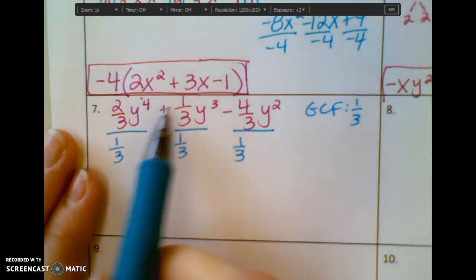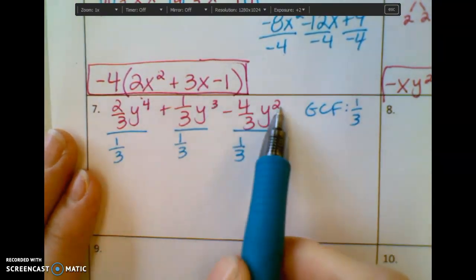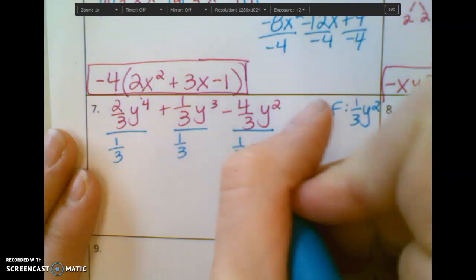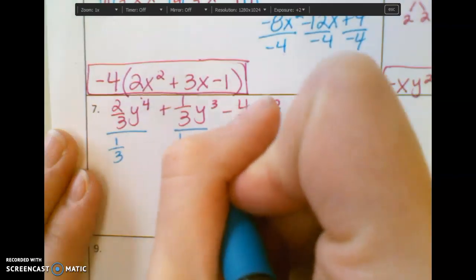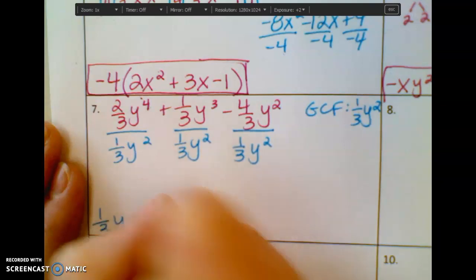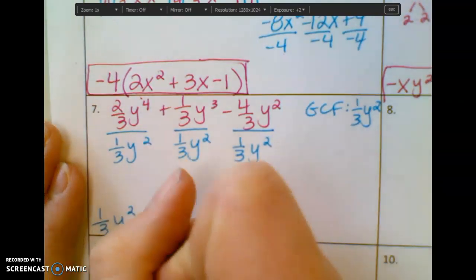That's part of our GCF. What about the y's? I see y to the 4th, 3rd, and 2nd. When they all have y's, we can take the least amount of y's, y to the 2nd, and put that in our GCF. So we know our GCF is 1/3 y squared.